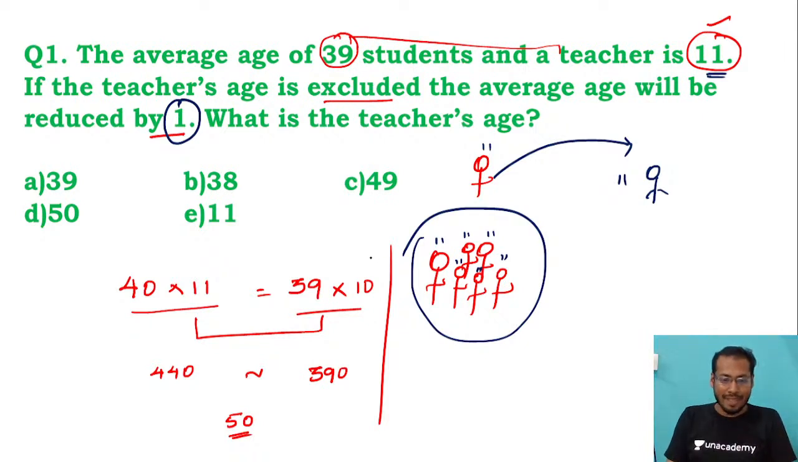Can you comment? How many students are there in the class? If one teacher came out of the class, it means 39 students are there, right? So all the 39 students will be reduced by 1. Is it right? If all the 39 students are reduced by 1, it means 39 years of age came with me. So when one 11 went out, 39 came with that 11. So what is the teacher's age? The teacher's age is 39 plus 11, 50. 50 is the teacher's age.